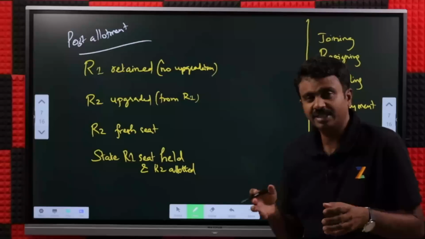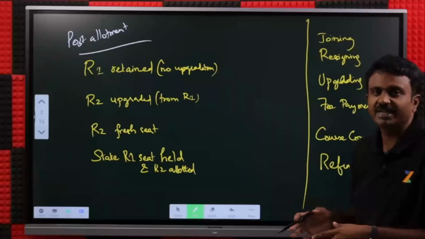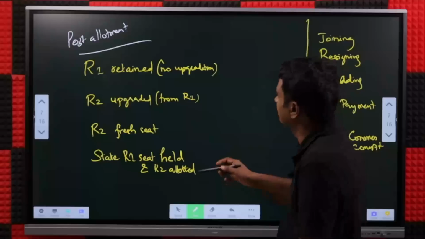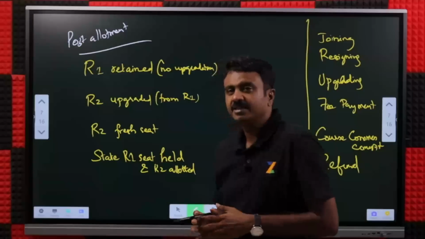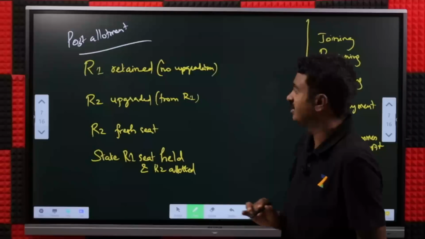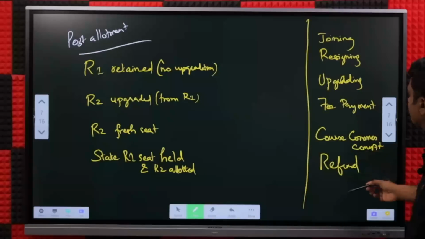We will also, at the end of the session, try to cover the state R2, All India R2 to state R2 and the rules of upgradation etc. in the context of the UG rules which have been updated. R1 retained. Okay, so post allotment, what will I do in these scenarios is what we will discuss in the context of joining, resigning, upgrading, fee payment, course commencement and refund.